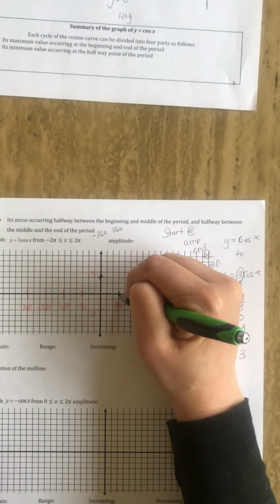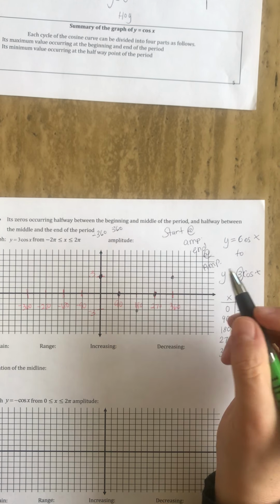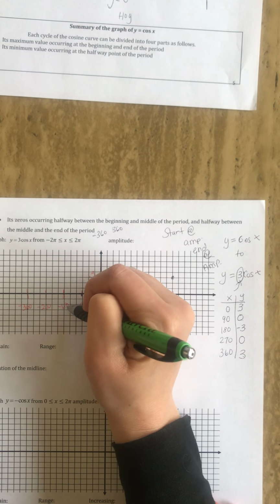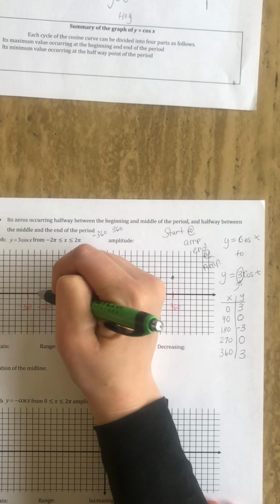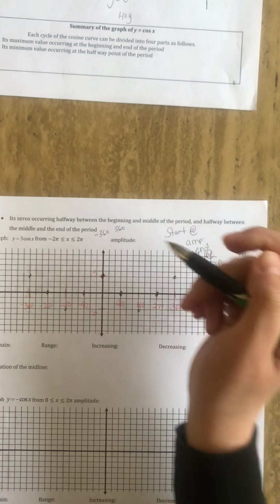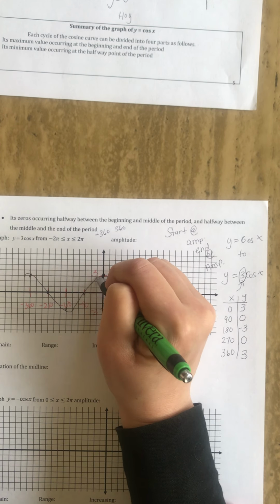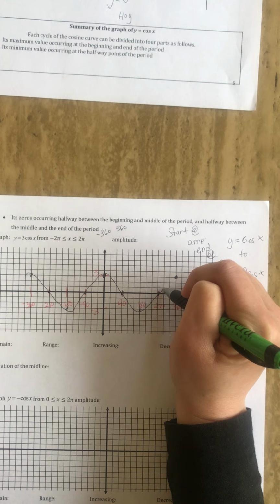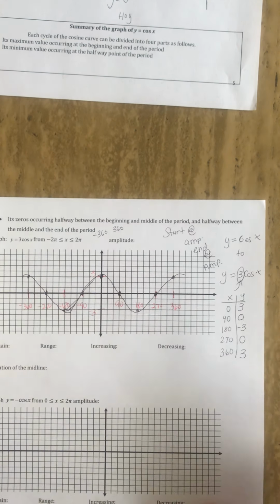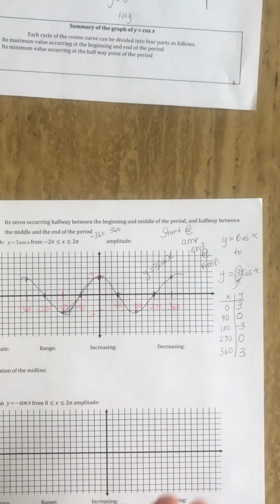At 90, we're going to be at 0. At 180, you're going to be at -3, back to 0. Going to go to 0, -3, 0, +3. Okay, and again, when you do this, make sure that you have the curve there. Okay, and we can label this y is equal to 3 cosine x.